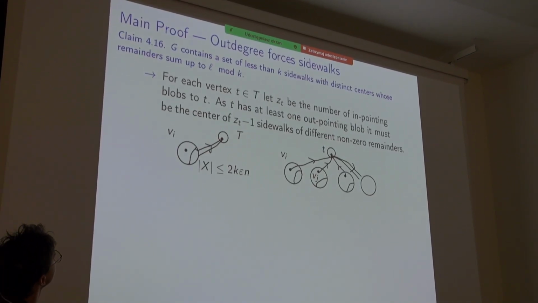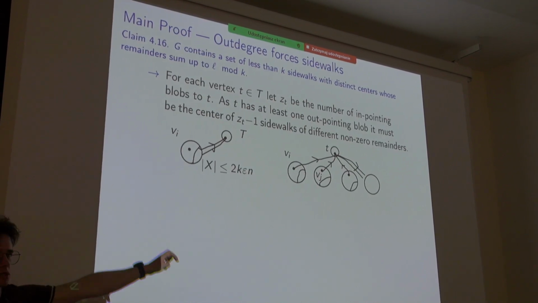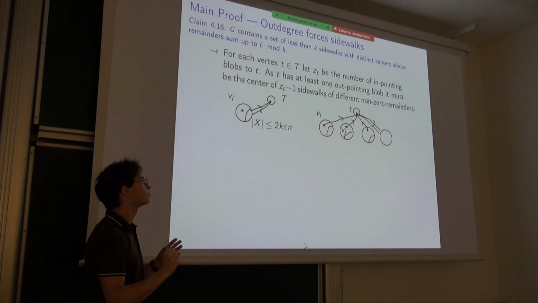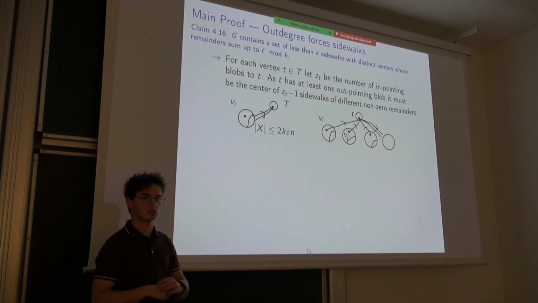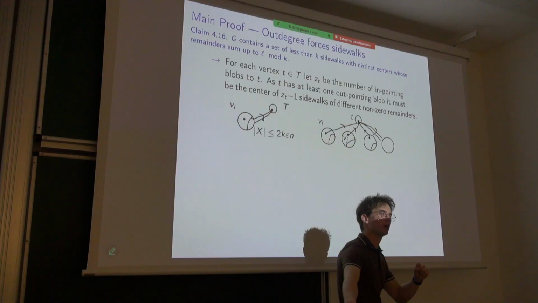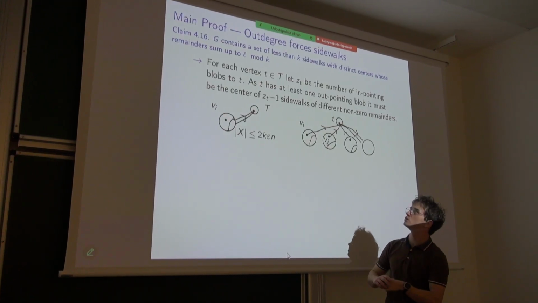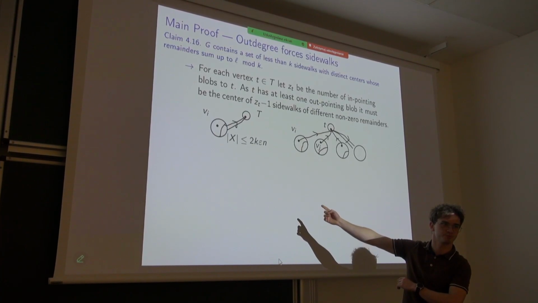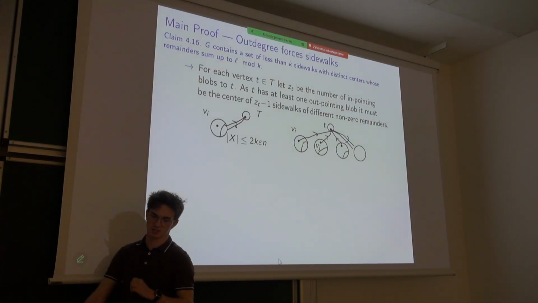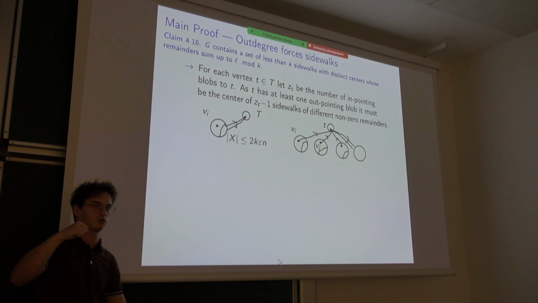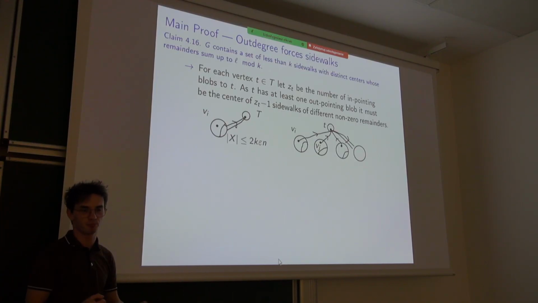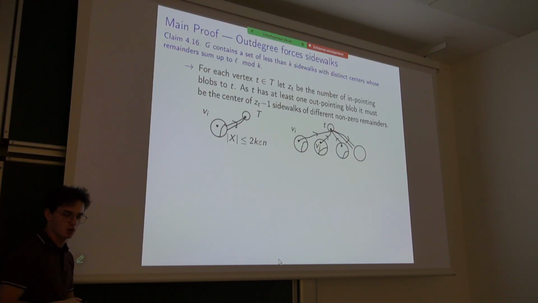Yes. Let's first, for vertex T in T, say that Z of T is the number of in-pointing blobs to T. As T has at least one out-pointing blob, then T must create at least ZT-1 non-zero remainder sidewalks with center T, of course. Yes, because we create ZT sidewalks simply as in-pointing, from every in-pointing blob to out-pointing, we can create a sidewalk, and only one of these can be zero. So ZT-1 non-zero ones. They're of course also all different.